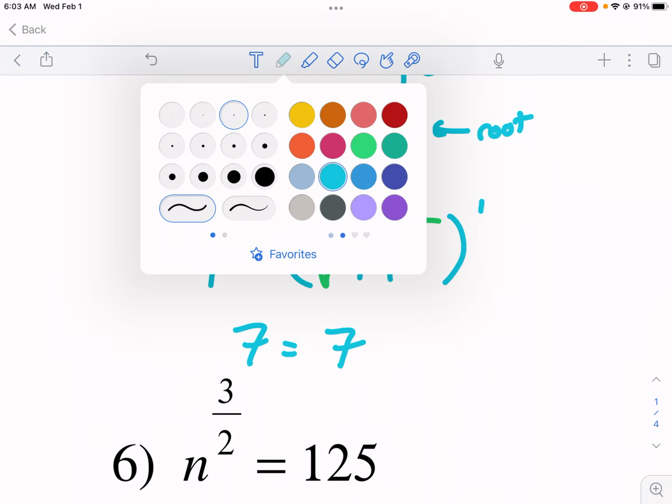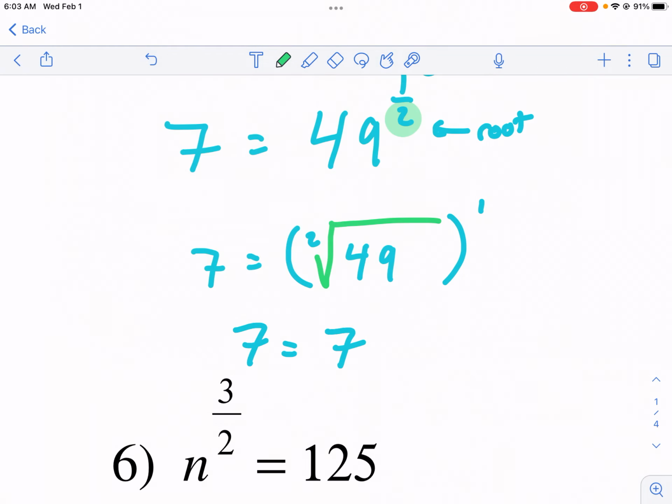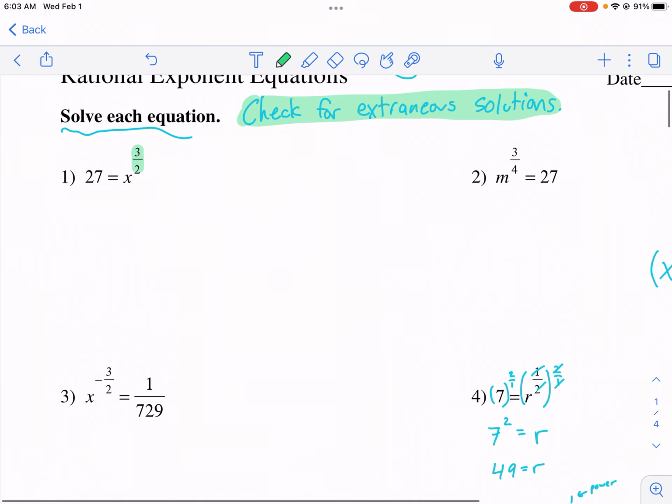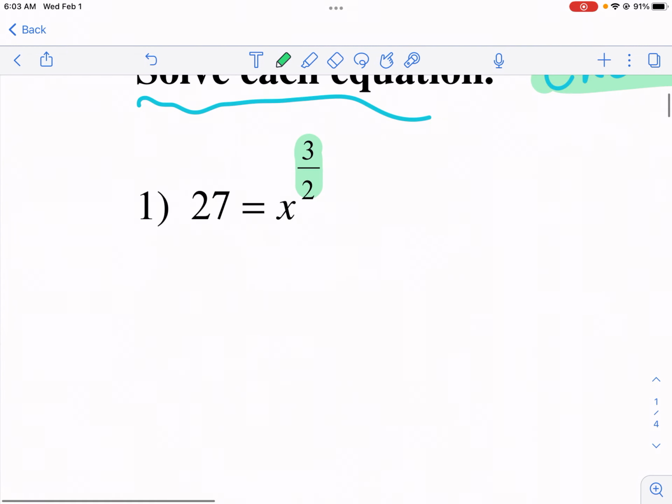Does 7 equal 7? Question mark. And the answer is yes. Yes, it does. 7 does equal 7, and we're good. Okay, so that was a solution. Let's go ahead and show how this applies to different types of ratios. So a little bit harder, but same principle.